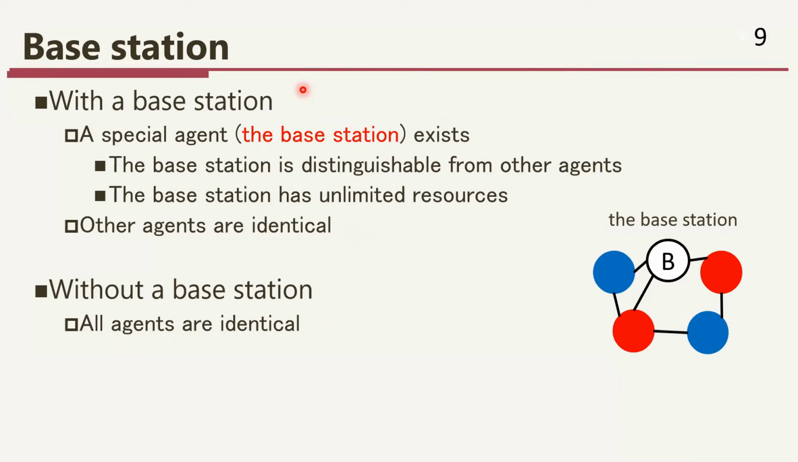When we consider a protocol with a base station, we assume that a single base station exists in the population. The base station is a special agent which is distinguishable from other agents and has a powerful capability. We do not care about the number of states of the base station. So the existence of the base station simplifies the design of protocols. We assume that other agents are identical. When we consider a protocol without a base station, all agents are identical.